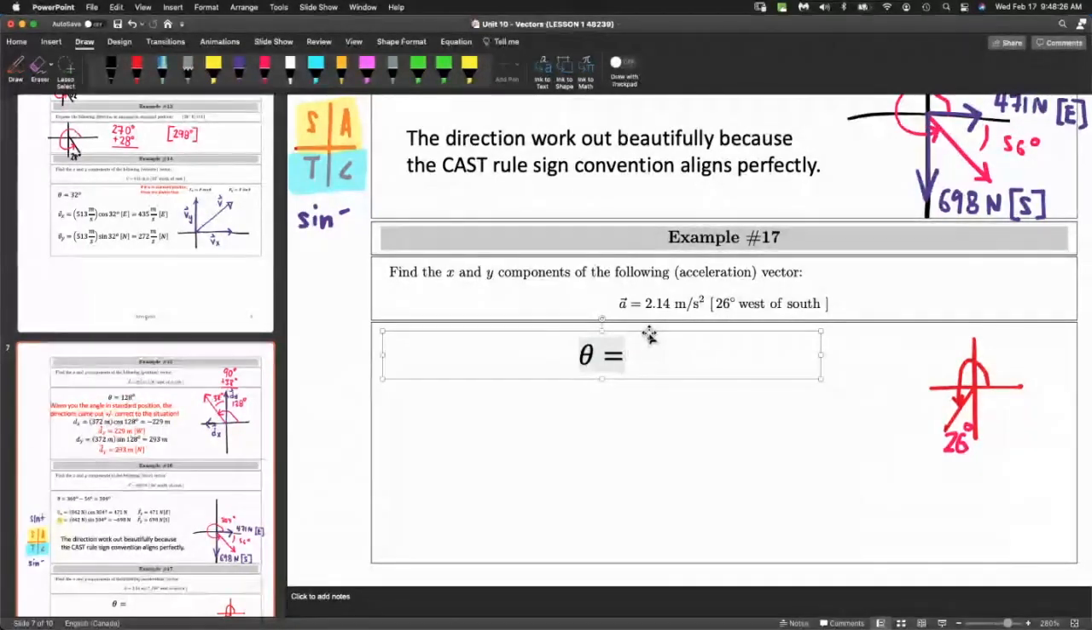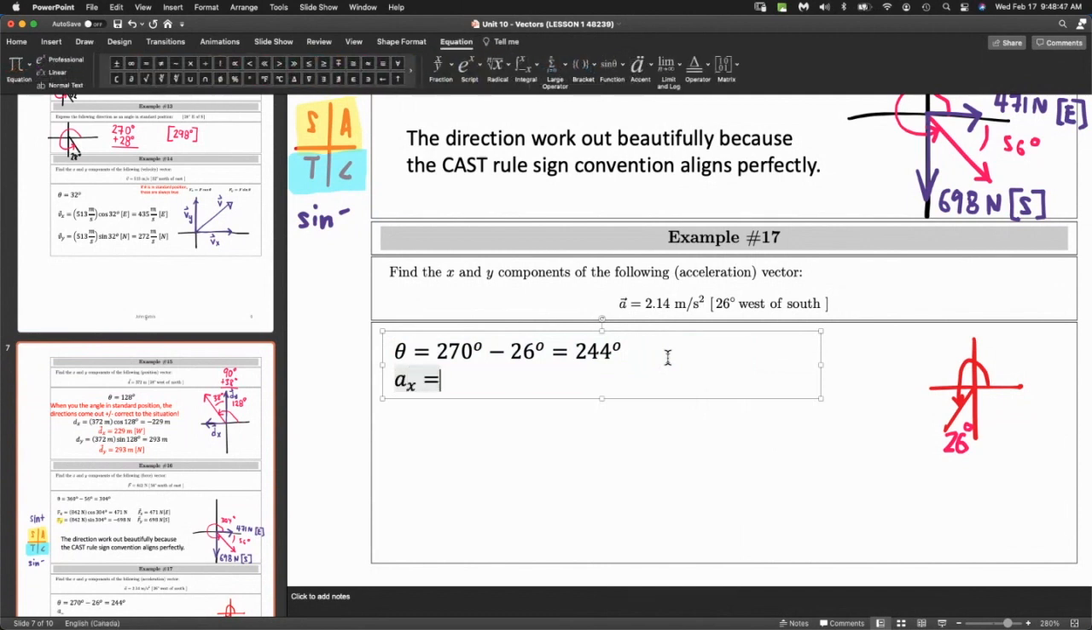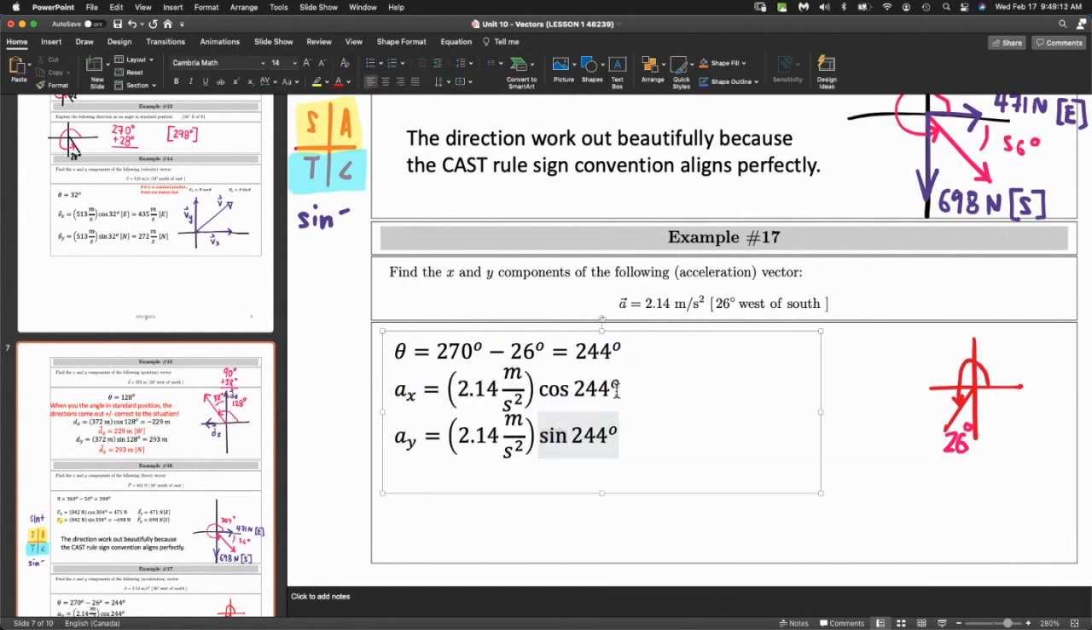Thank you. So let's get those components of the acceleration vector. First we're just going to find out the calculation, and then we'll present it nicely after. Can someone do those calculations? So what's the first one? 2.14 meters per second squared cos? Yep. Yeah, I got the same. I'm going to put an extra decimal there.